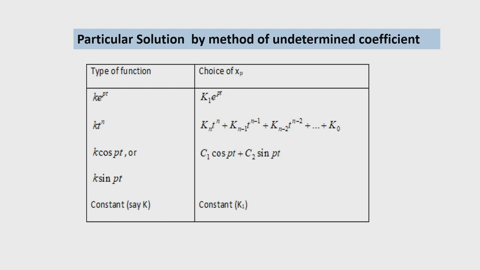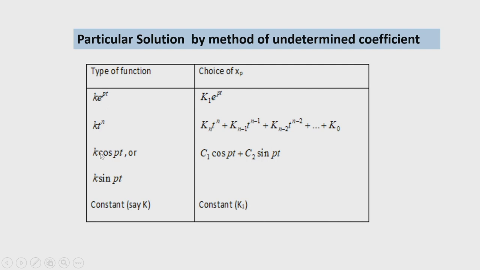So, I have given a general table here by following which the functions can be chosen. You can see here, if the type of the function is k into x to the power n or k into e to the power p t, an exponential function, then we can select the particular solution as another constant k 1 e to the power p t, because the particular solution will reflect the characteristics of the input. So, that is the basic theory of linear differential equations.